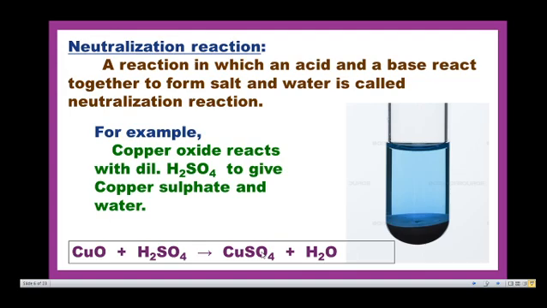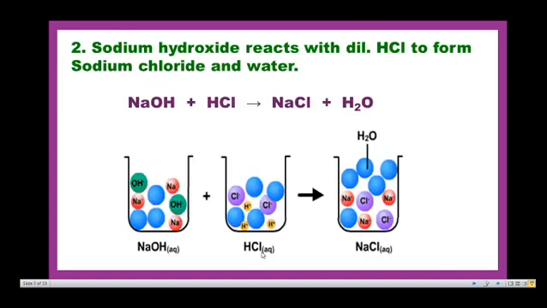Copper oxide reacts with dilute sulfuric acid, produces copper sulfate and water. Copper oxide is a base, sulfuric acid is an acid. So, acid and base get neutralized and form copper sulfate and water. Salt and water is produced. Therefore, it is a neutralization reaction. Sodium hydroxide reacts with hydrochloric acid and produces sodium chloride, the common salt which we use in our everyday life, and water is also one of the products. So this is also a neutralization reaction.